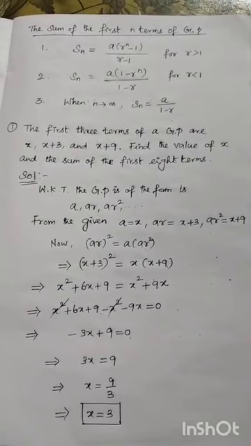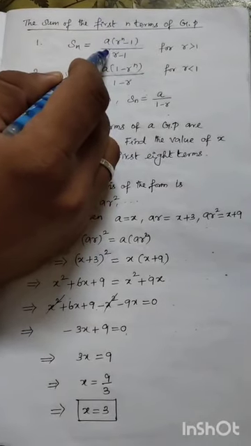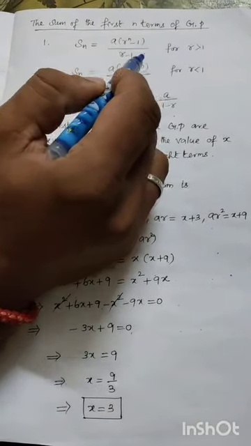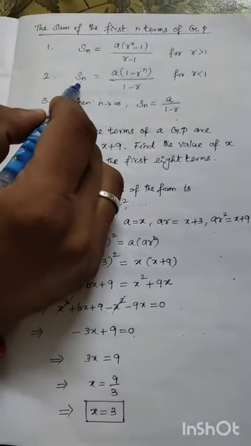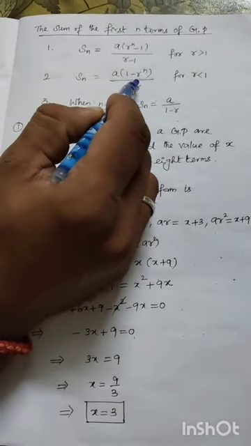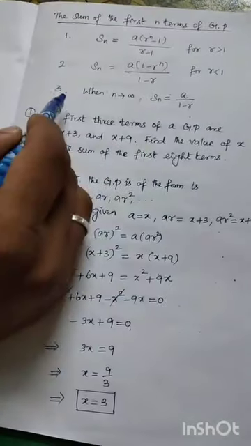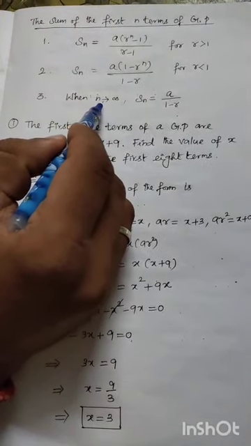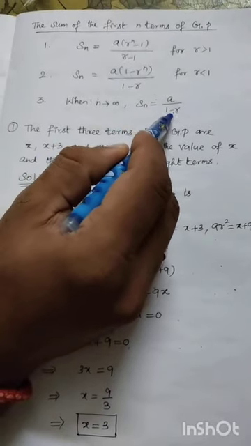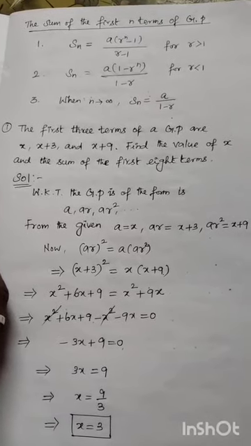First one, Sn is equal to a into r power n minus 1 divided by r minus 1 for r greater than 1. Second one, Sn is equal to a into 1 minus r power n divided by 1 minus r for r less than 1. Third one, when n tends to infinity, then Sn is equal to a by 1 minus r. Based on these formulas, we will see the problems.